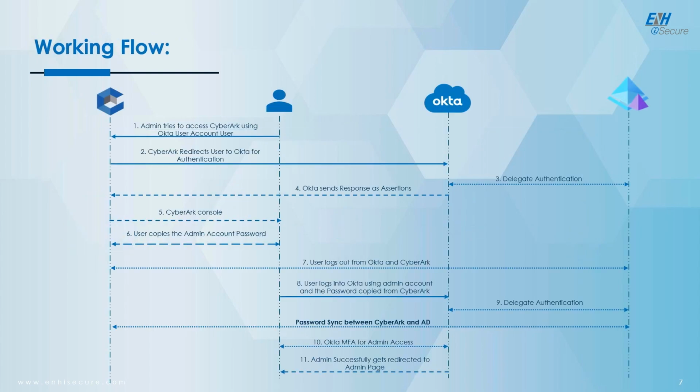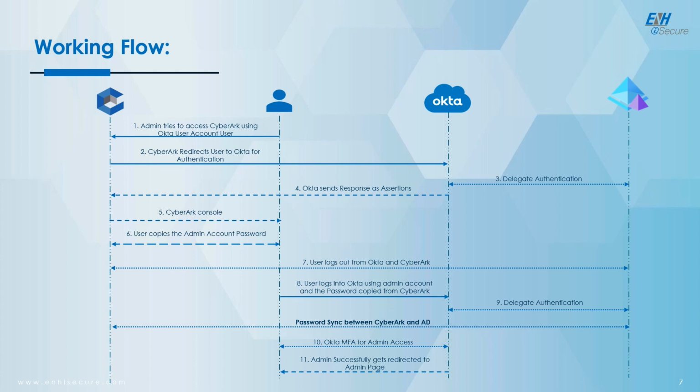The actual working flow initiates when the user tries to access CyberArk PVWA using the Okta user account. The user is redirected to Okta for authentication. After authenticating against the Okta Global Session Policy, Authentication Policy, and the delegated authentication, Okta generates and shares the assertion to CyberArk PVWA. CyberArk PVWA validates the assertion and lets the user log in. Then, under the Accounts tab of CyberArk PVWA, the user can get the password of his Okta admin account and can log out of all the active sessions.